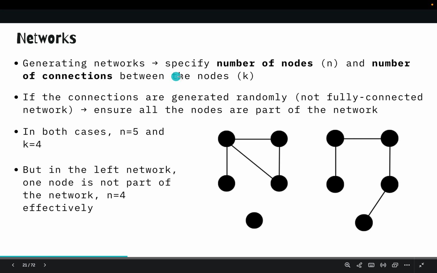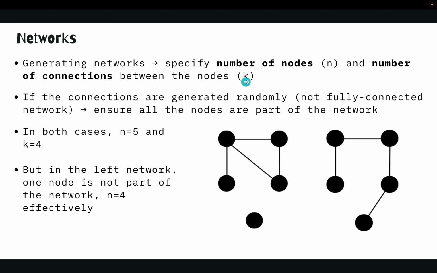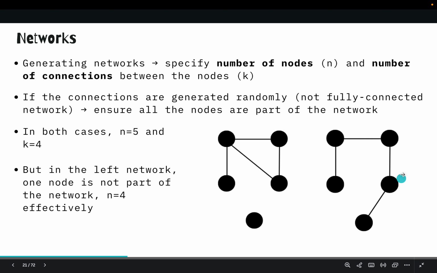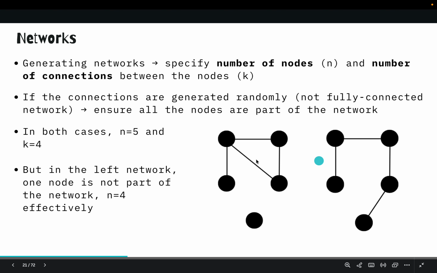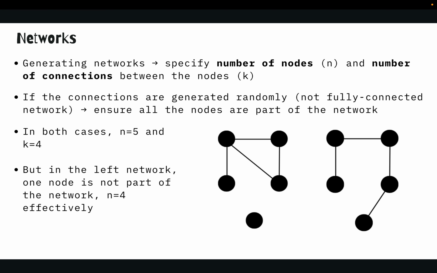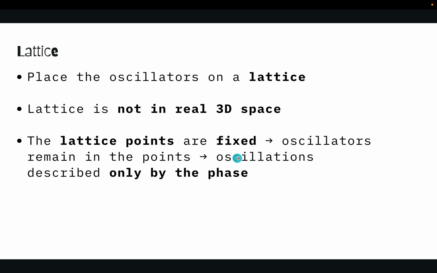What I was saying is that when we are generating networks, we have to specify the number of nodes and the number of connections between the nodes, but this is not enough. If the connections are generated randomly and it's a fully connected network, you have no room for error, since every connection exists. But otherwise, for randomly connected, loosely connected networks, we have to ensure all the nodes are part of the network. If we just specify n and k, for instance n is 5 and k is 4, in both these so-called networks we have 5 nodes, 1 2 3 4 5, and 4 connections, 1 2 3 4. But when we say n equals 5, we actually want a network with 5 nodes, and this is not a network with 5 nodes. This is effectively a network with 4 nodes, because this node is not part of the network at all. It's basically free. This is just an illustration, but it is something we should keep in mind, to make you understand why I included this slide.